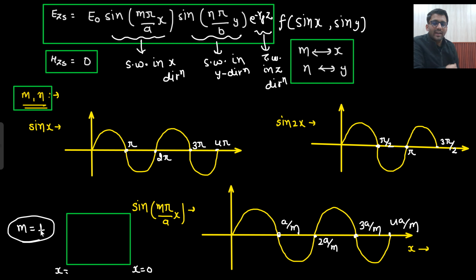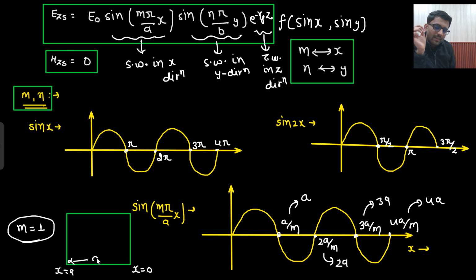But if I put m equals 1, then only this much lobe will come, no? Because if m is 1, then this will be a, this will be 2a, this will be 3a, and this will be 4a, right? And how much width am I having? I am having the width of a only.